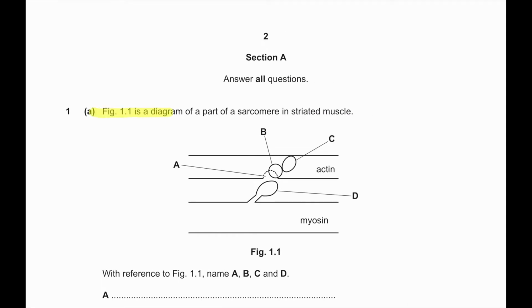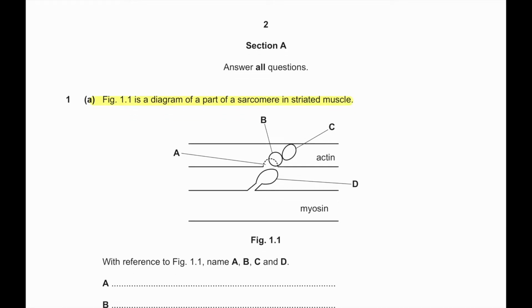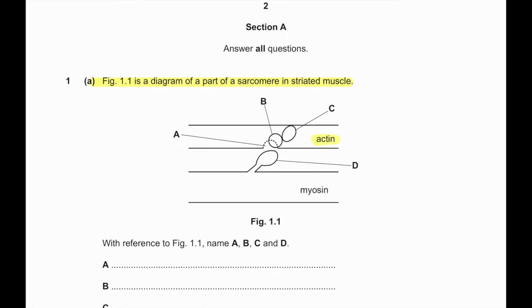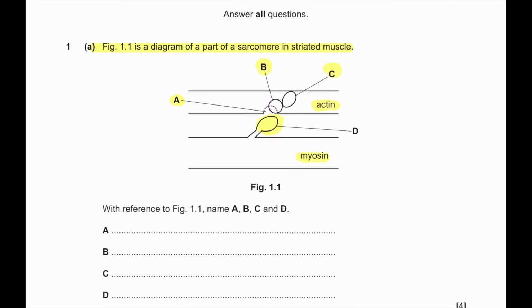Figure 1.1 is a diagram of a part of a sarcomere in a striated muscle. Alright, we can see the actin, we can see the myosin. So obviously D should be myosin head. We can also see the A, B, and C structure. So the question says, with reference to figure 1.1, name A, B, C, D.